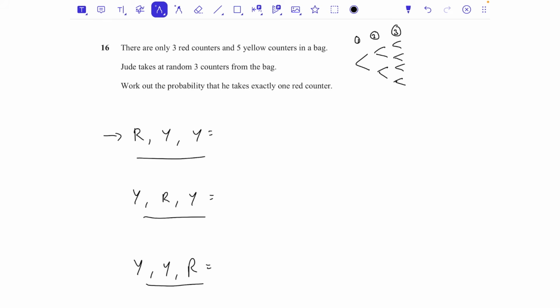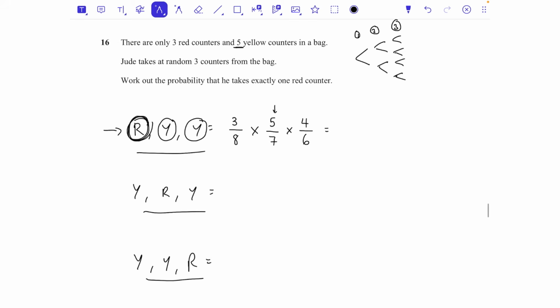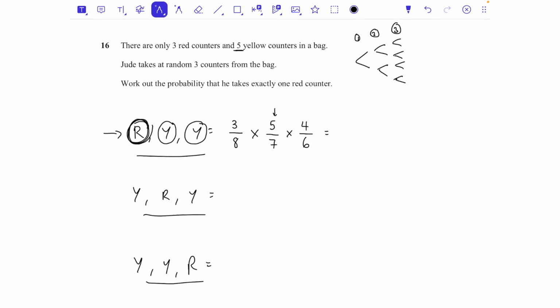So let's look at this scenario first. If I want to take a red counter first, that's going to be 3 out of 8. We would times that by the next probability. Now, how many yellows are left in the bag? Well, there's still 5 because I took a red out. But it's now out of 7 because there's 1 less counter because I took a red out to begin with. To take another yellow, there'd now be 4 yellows and there'd be 6 counters left in the bag overall. Now what you're going to see is that all of these probabilities are the same, but we still want to work them all out just to see.